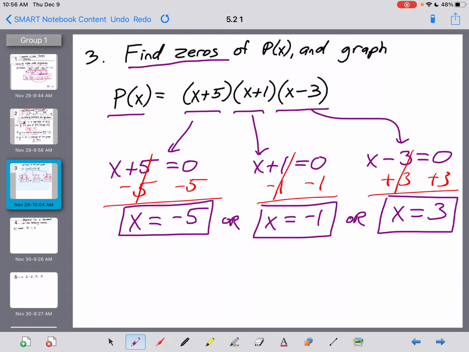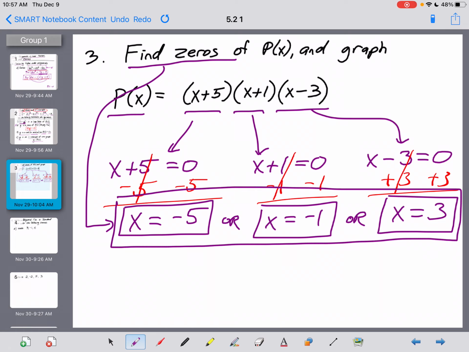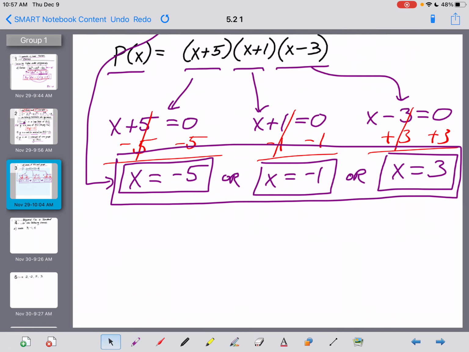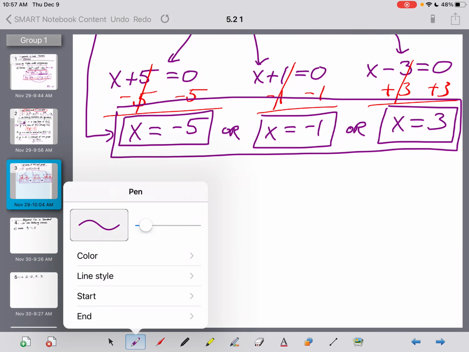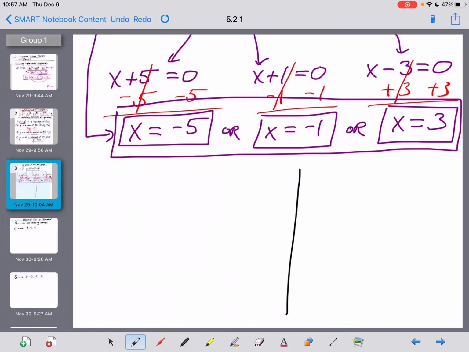So for finding the zeros of p(x), that's what we've done on this line right here: x = -5, or x = -1, or x = 3. But they also asked us now to graph this polynomial function. So we can be just a little bit more specific right here, guys, than we were earlier in the previous section of 5.1. So let's just make ourselves a quick little graph right here. It doesn't have to be anything fancy. So we have a y-axis and an x-axis.